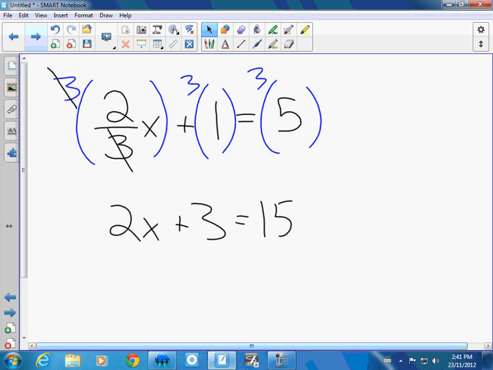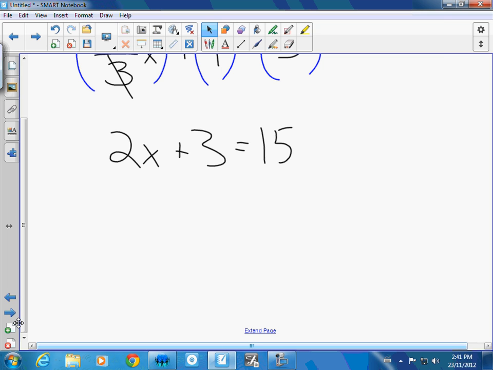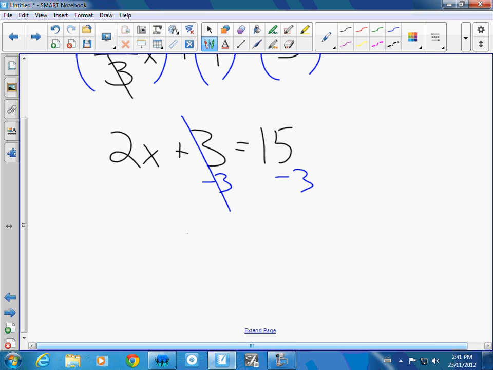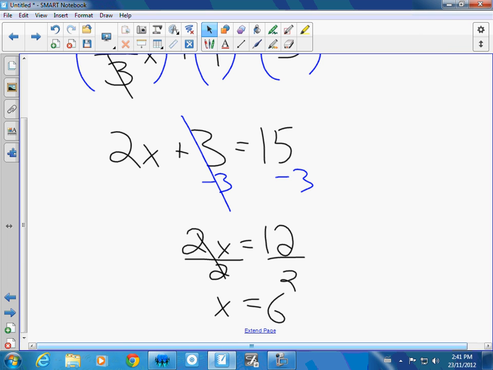Okay, what do we do first? Subtract the 3 and subtract the 3. What happens to these two? They're gone. So we're left with 2x equals 12. Okay, now what do I do? I divide by 2 because the 2 and the x together, when they're side by side, what does it mean? Multiplied, so we do the opposite, divide by 2, x equals 6. Okay.